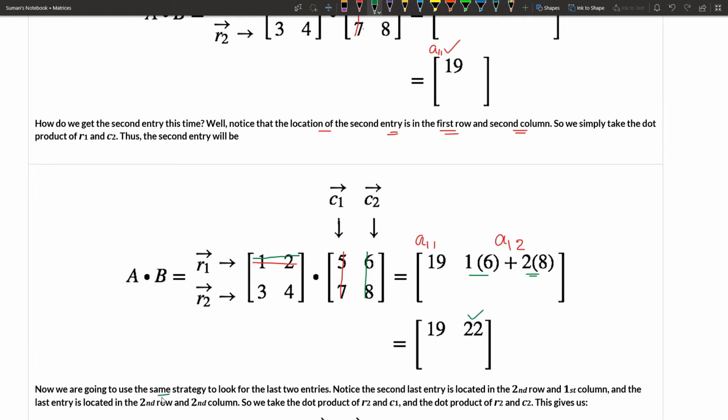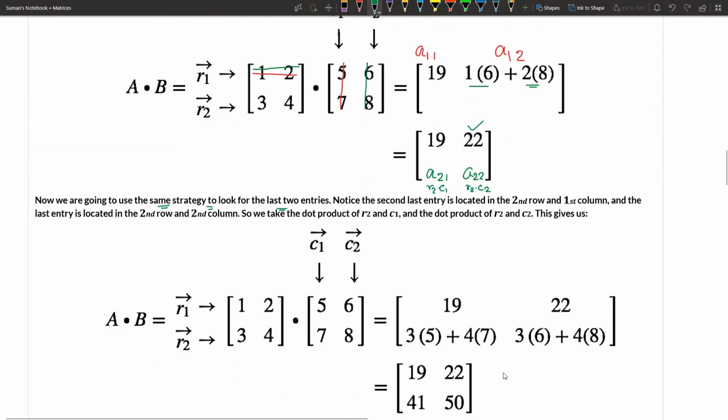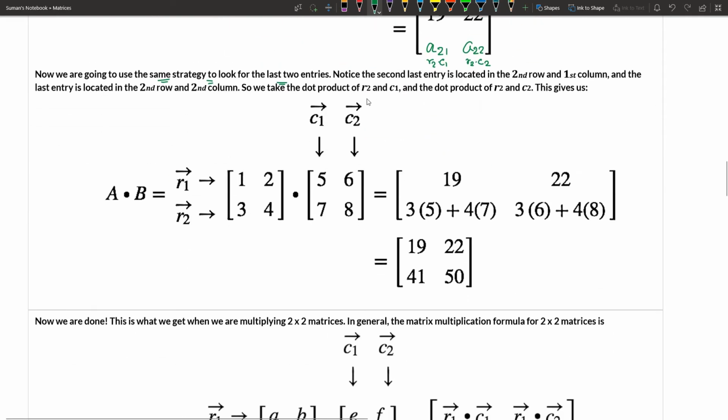Now we are going to use the same strategy to look for the last two entries. The last two entries are our A21, second row first column, and A22, second row second column. So that means here we use R2 dot C1, and here R2 dot C2. So let's check the next one. Here we are using the yellow color for the third entry, that means second row and first column.